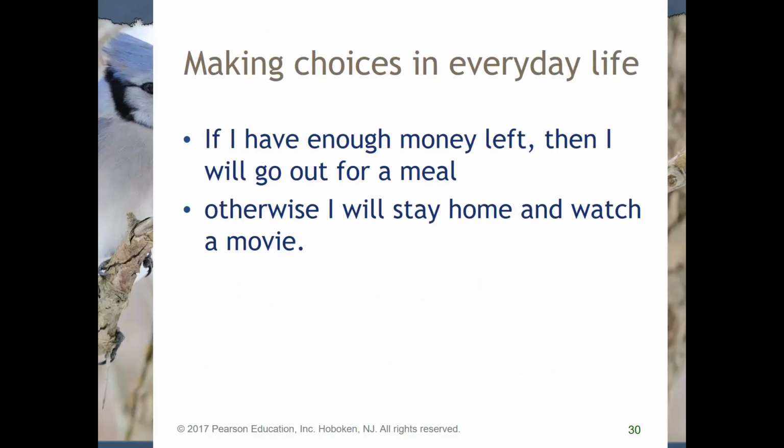Making choices in everyday life: if I have enough money left, then I will go out for a meal. Otherwise, I will stay home. What this is talking about is how you can control the flow of code to be able to do something. How could you have made that ticket machine work slightly better?